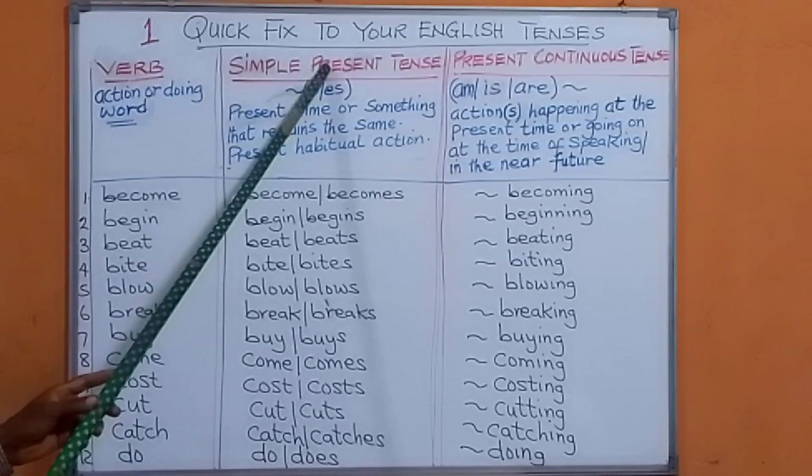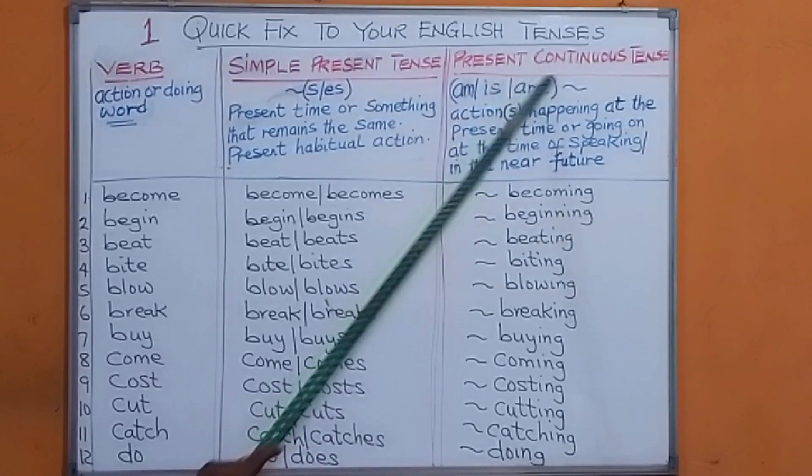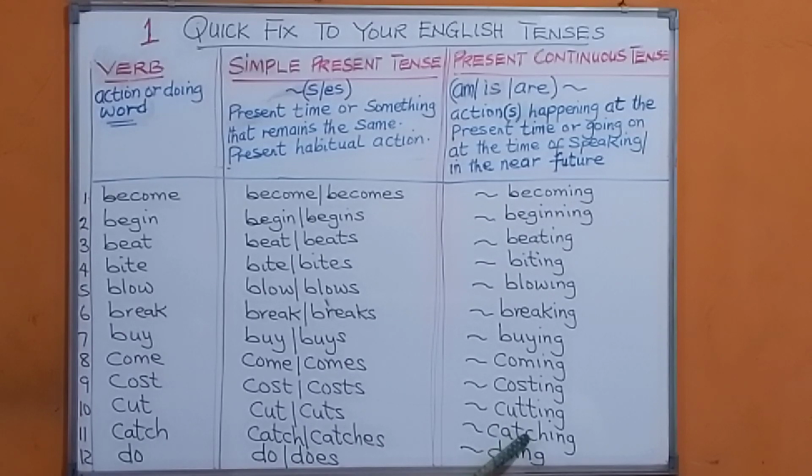Catch. Present, simple present tense. Catch, if they are many, you say catch. They catch us. We catch them. If it's one, catches. She catches them. Lanke catches them. Okay? Now, if it's in present continuous, you say catching. I am catching a cat. He is catching. We are catching.